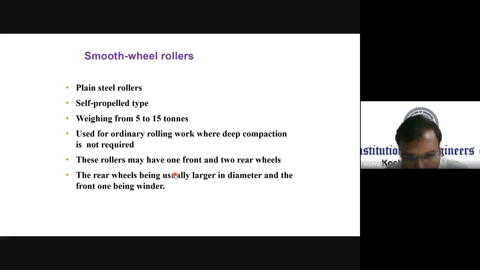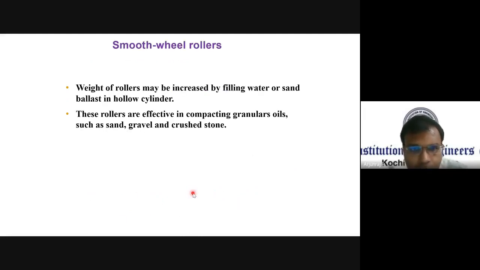And these rollers will have one front and two rear wheels. The rear wheels are usually larger in diameter, and the front one is smaller. I will show you in the picture how it looks. The weight of smooth wheel rollers can also be increased by filling water or sand ballast in the hollow cylinder.